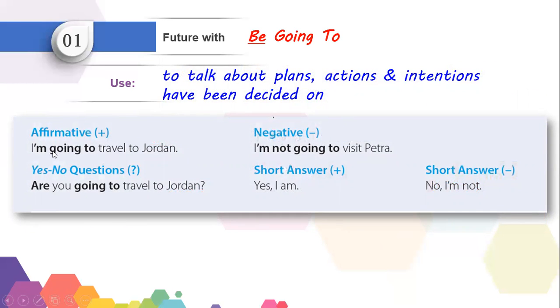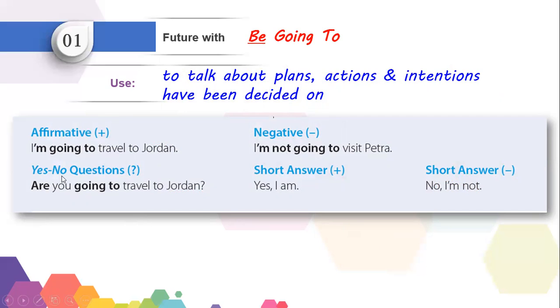Next, in the affirmative, we use be going to, am, is, are plus going to plus verb 1 in the statement. In the negative, we use not after be, after am, is, are. I am not. He's not going to. They're not going to. And so on.